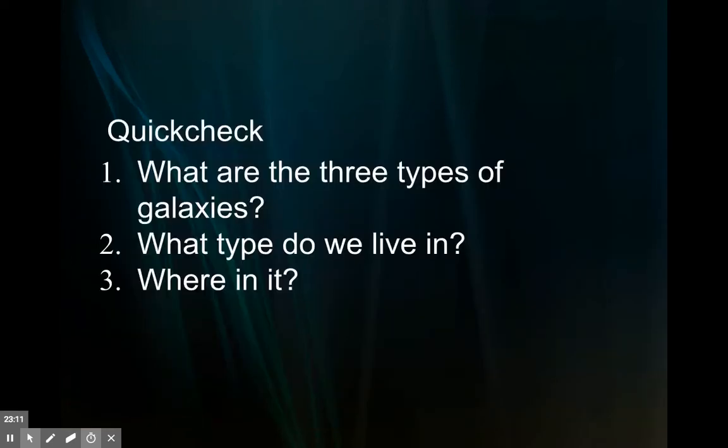All right, next, quick check. What are the three types of galaxies? All right, so we should have said spiral, irregular, and elliptical in any order. What type do we live in? So we live in a spiral galaxy. And where in it? Where are we located in that galaxy? And that will be, we are on the arm. So we live on the arm of the Milky Way in a spiral galaxy.